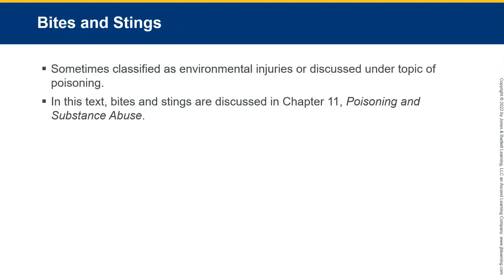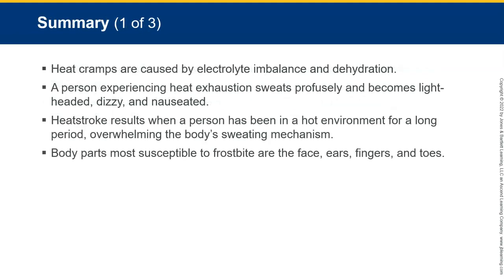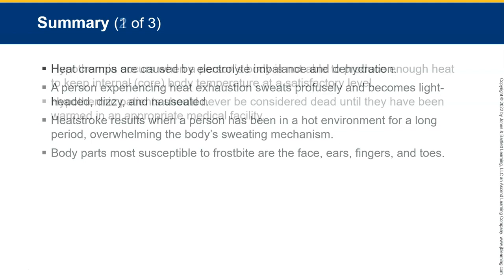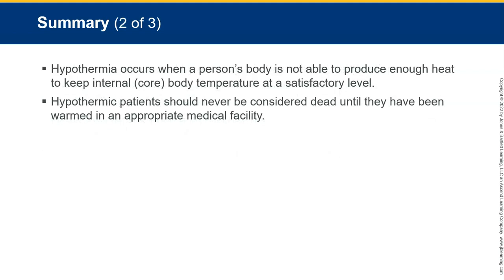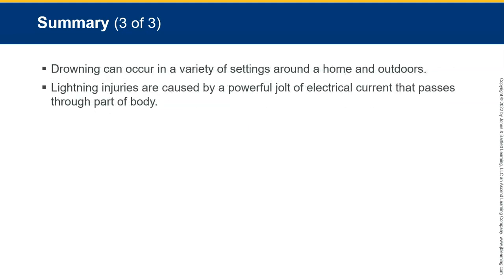And then bites and stings. Sometimes classified as environmental injuries or discussed under the topic of poisoning, but we've already talked about this in our previous lecture. So heat cramps, remember, electrolyte imbalance, dehydration, we start seeing lightheadedness, dizziness, all of that. Heat stroke overwhelms the body's sweating mechanism. Then we get into cold injuries. So some frostbite, superficial frostbite. Hypothermia occurs when the body's not able to produce enough heat to keep everything normal. And then remember, cold and dead's not dead. You need to be warm and dead. And then drowning, lightning injuries.